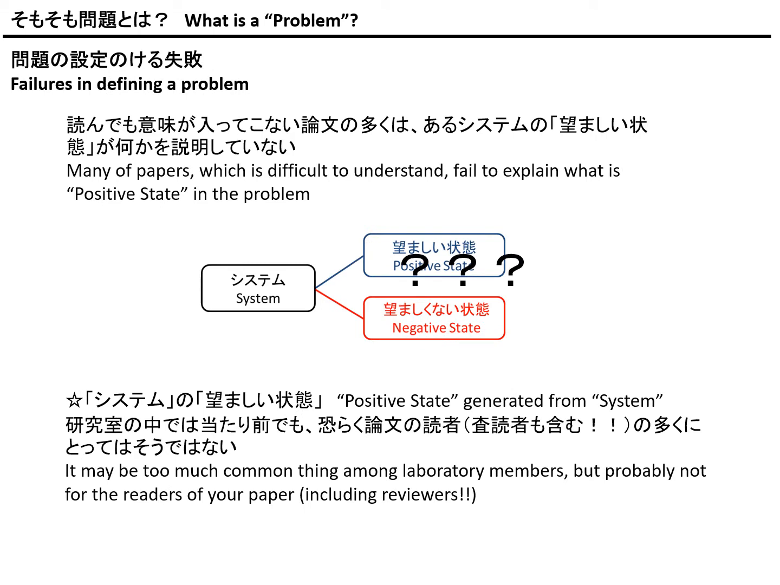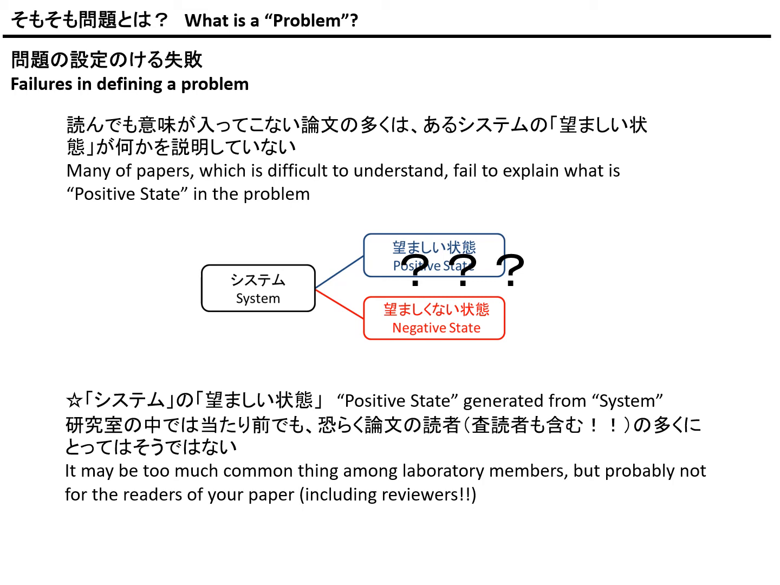Then let me explain, from my opinion, what was going on in the research papers which I have read so far, and the papers that were really difficult for me to understand. What was going on there was that many of these papers actually failed to explain what the positive state is in the problem.